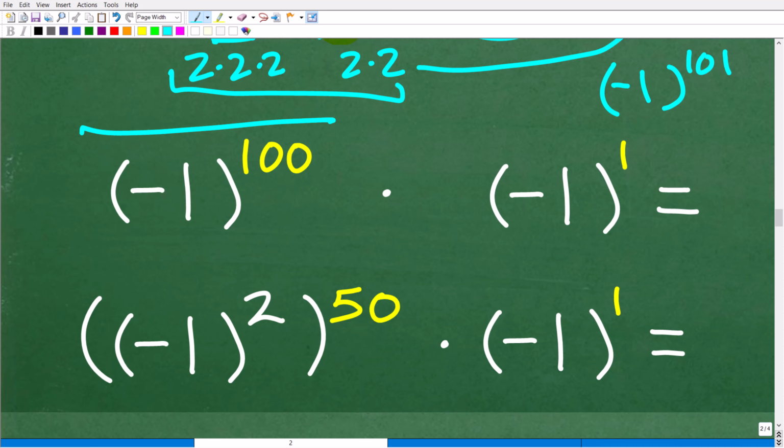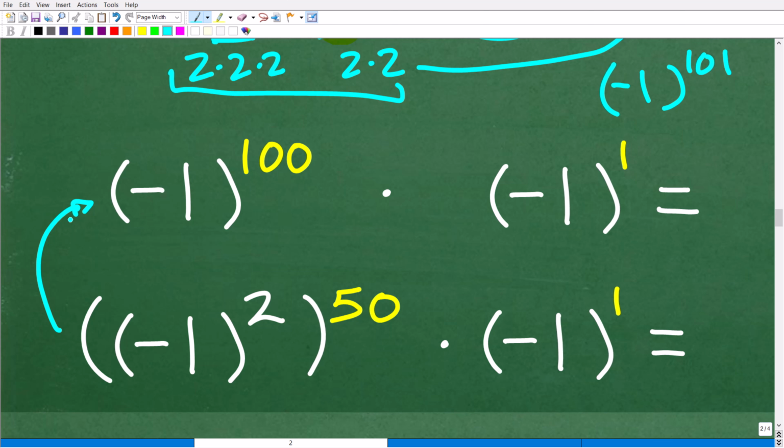Now I'm going to take this -1 to the 100th. I'm going to write it in this manner. -1 squared, all of that to the 50th power. So I'm not going to mess with this, but -1 squared, all that to the 50th power is equal to -1 to the 100th power.